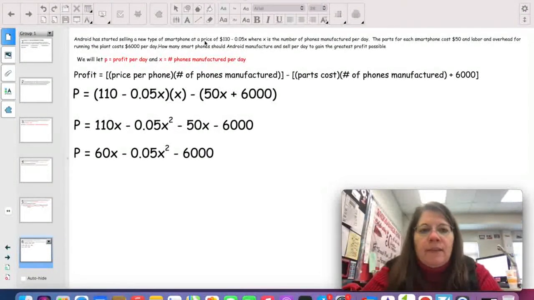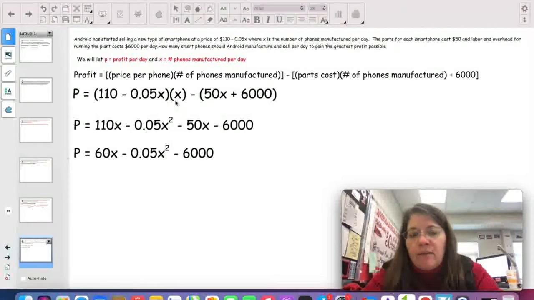So if you think about how to interpret that equation and put the numbers into the equation, we were told in the reading that the price of a phone was $110 minus 0.05x. So that would represent our price per phone, and then the number of phones manufactured, they told us, or we defined as x. So that's times x, minus, this would represent your total cost.